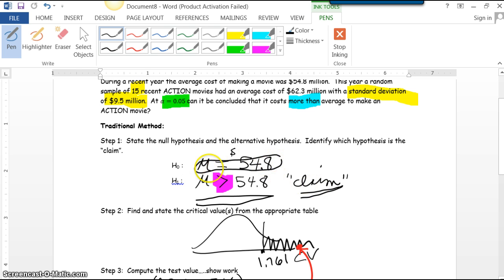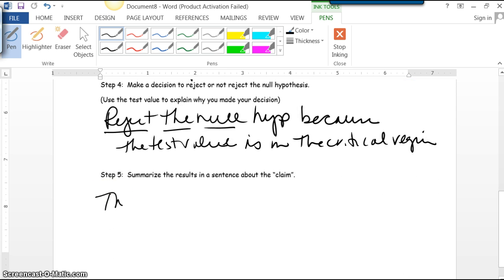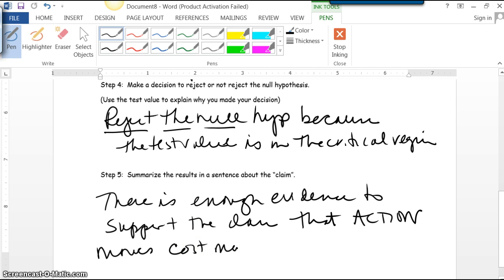I'll say it one more time. We're rejecting the null, which means the alternative is correct, and the claim is attached to the alternative, so we're actually supporting the claim. So you say there is enough evidence to support the claim that action movies cost more than other movies.